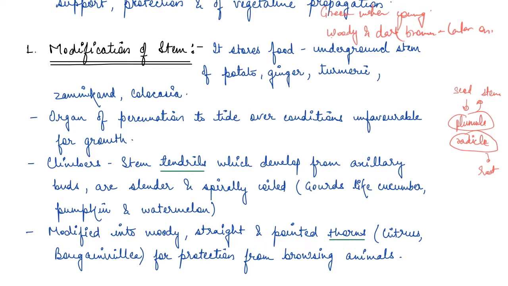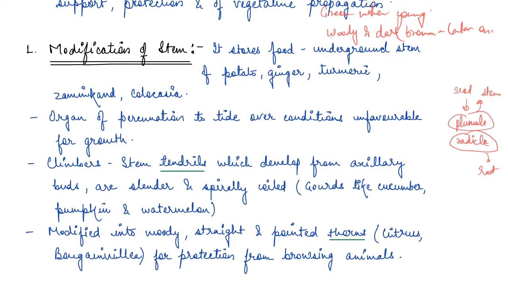They get support from that tree, right? So they climb through what? Through stems which are modified into tendrils. Okay, so sometimes they act as climbers as well, right? So this happens in the case of gourds like cucumber, pumpkin, watermelon.